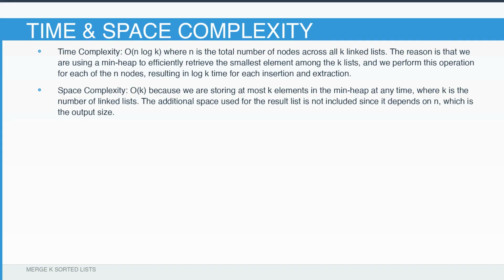This is because, at any given moment, we only need to store up to k elements in the min heap, one from each of the k linked lists. The space used for the final result list, which depends on n, is not counted in this space complexity. By focusing on these elements, we ensure our algorithm remains efficient while handling multiple sorted lists. Understanding these complexities helps us appreciate the effectiveness of our approach.